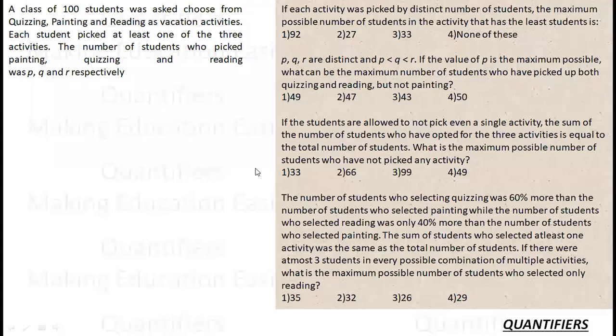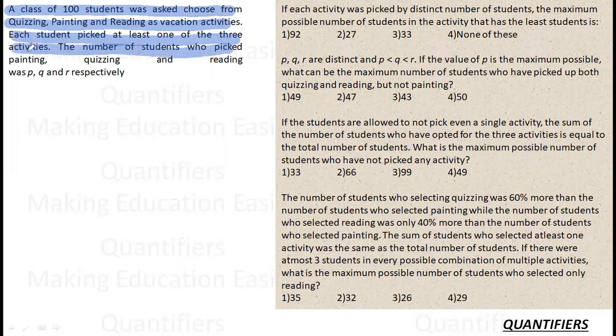So let's see what the set is all about. A class of 100 students was asked to choose from quizzing, painting and reading as vacation activities. Each student picked at least one of the 3 activities. The number of students who picked painting, quizzing and reading are P, Q, R respectively, and then there are questions based on it. So it is a Venn diagram set.